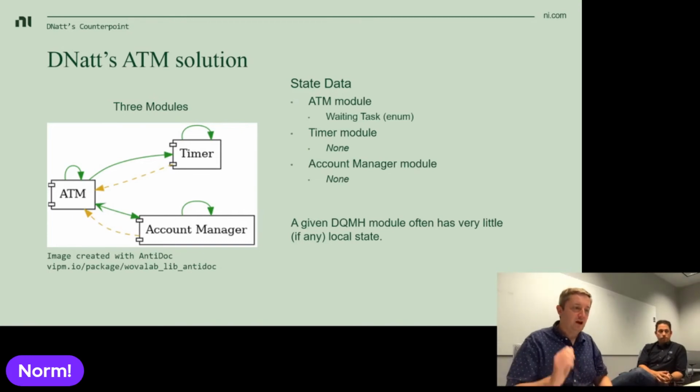Well, it turns out that across those 3 modules, I needed exactly one piece of state data, and that was an enum telling me what I'm waiting for the user to do. That is literally the only thought I gave to state.